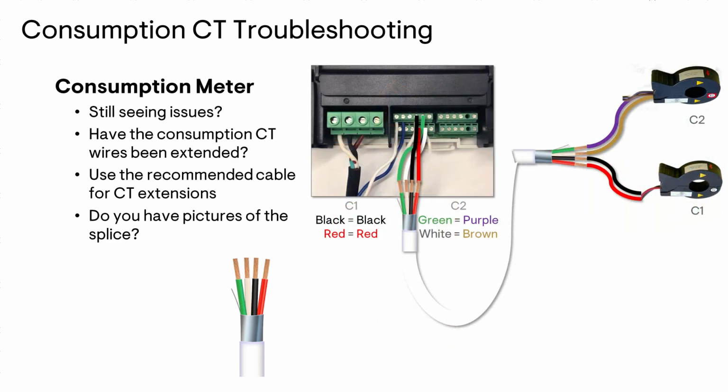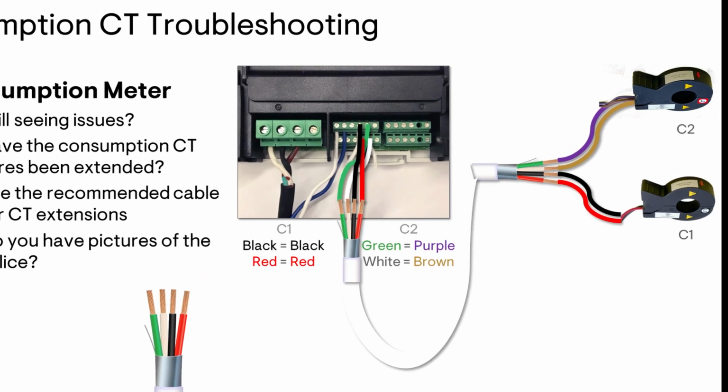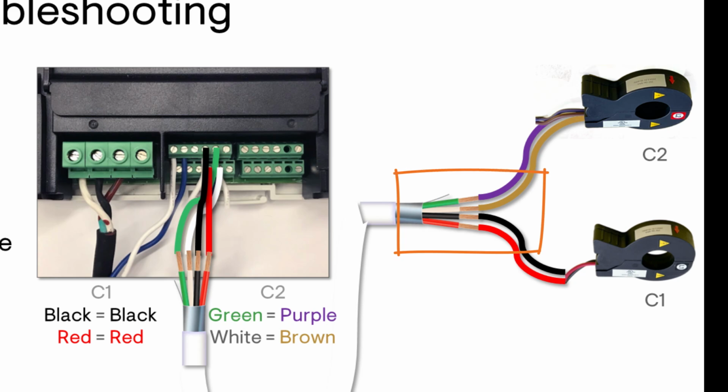These cables may not have the same color wires as the consumption CTs, so taking a picture of the spliced wires and noting which colors of the CT wires are connected to the extension cable wire colors will be crucial in troubleshooting CT extensions. In this example, the C1 consumption CT has its black wire connected to the black wire of the extension cable, and the red wire connected to the red.